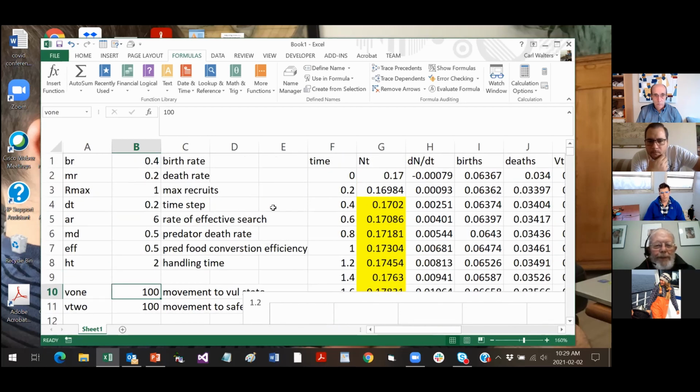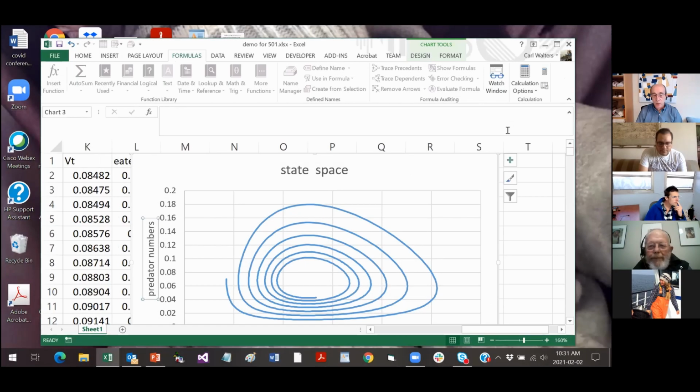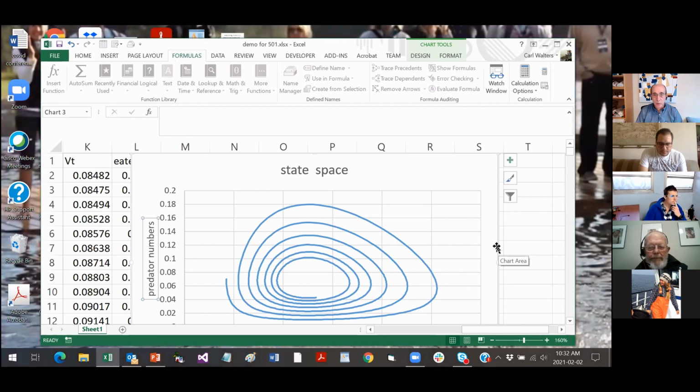Now, I'm not sure what the next thing I might show you might be. Well, then maybe you could answer a question from me. You mentioned handling time and you mentioned hulling. I wonder if you would tell us what hulling's functional responses are, the different types, and how they relate to a foraging arena.